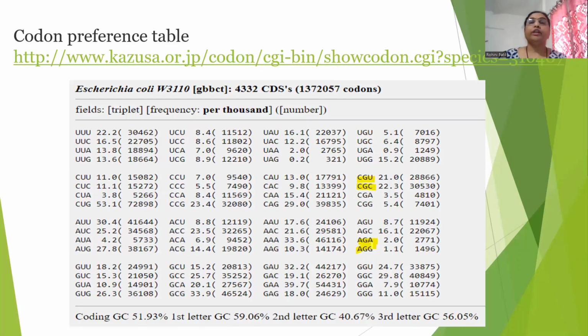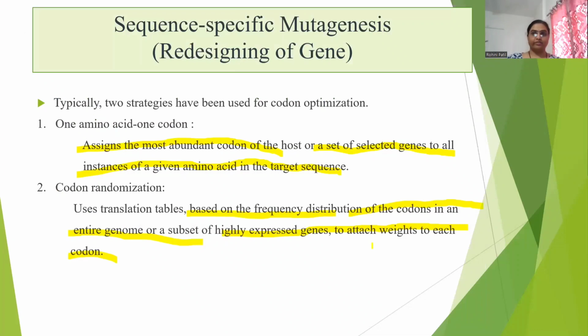After cloning into the E. coli host, you are going to observe which sequence gives a high amount of expression with accuracy, and that sequence is going to be used. That is randomization. That is, randomly you select and clone, allow the gene to be expressed, and by observing which is the efficient sequence, you choose that sequence and use it in the further experiment. This is codon randomization.